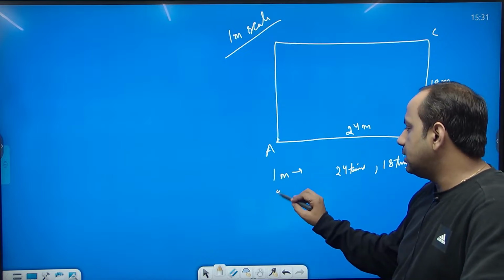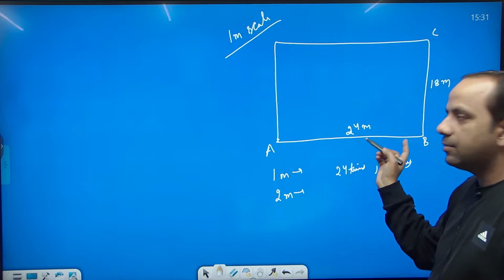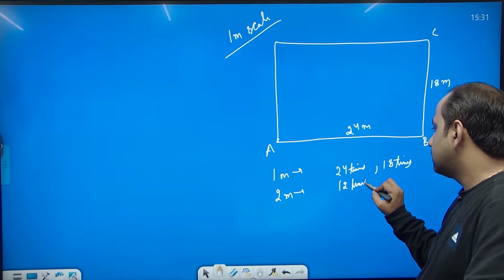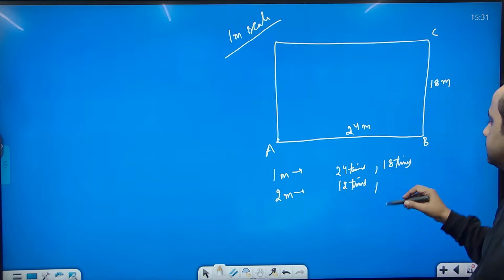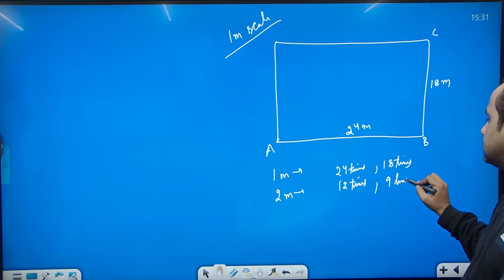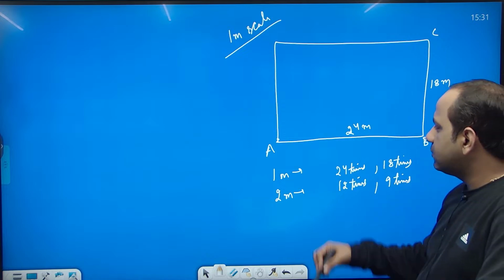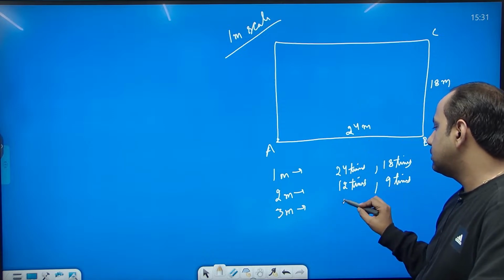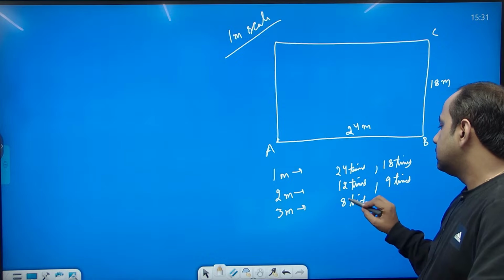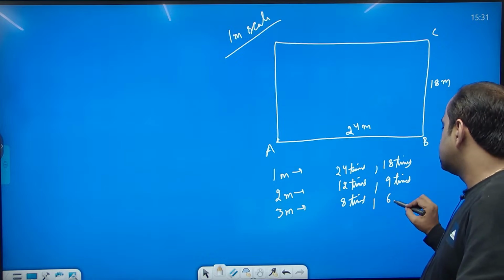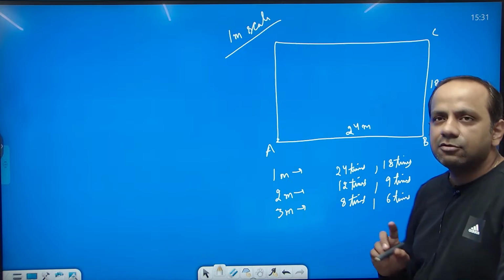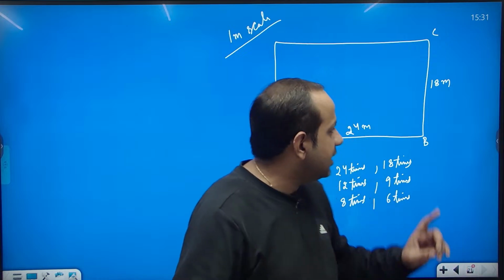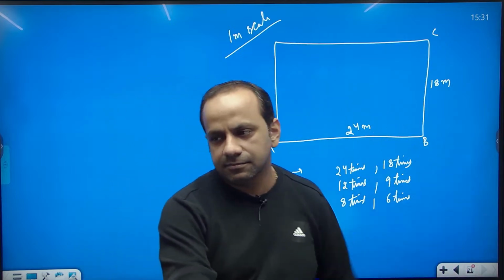If I have a 2 meter scale, AB will be measured in how many times? It will be measured in 12 times. And BC will be measured in 9 times. If I have a 3 meter scale, this will be measured in 8 times. And this will be measured in... So my question is, what can be the length of the largest scale that can measure AB and BC exactly?